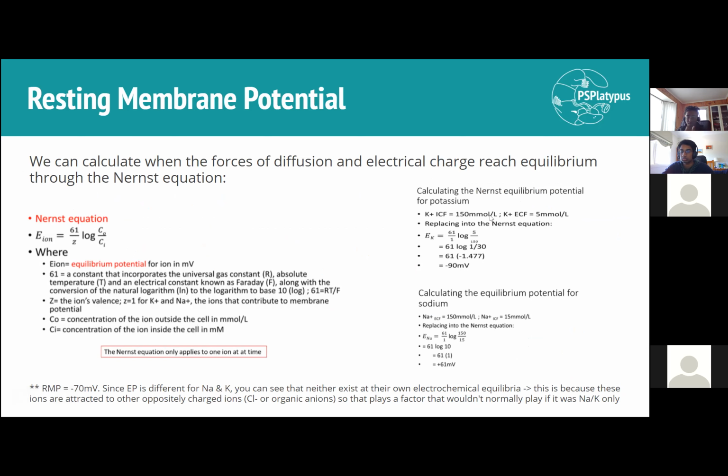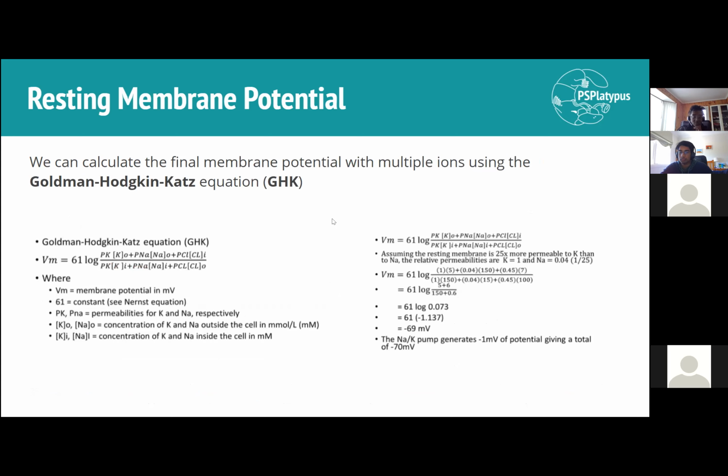Now, what we see here is something that I've talked about earlier. Potassium's Nernst equilibrium potential is going to be -90, and the equilibrium potential for sodium is going to be +61. And we know the resting membrane potential is going to be -70. So we can't just add up all of these different ones to get the final resting membrane potential. In order to combine different potentials together, we use another equation called the GHK, or Goldman-Hodgkin-Katz equation, which finds the membrane potential of multiple different ions.